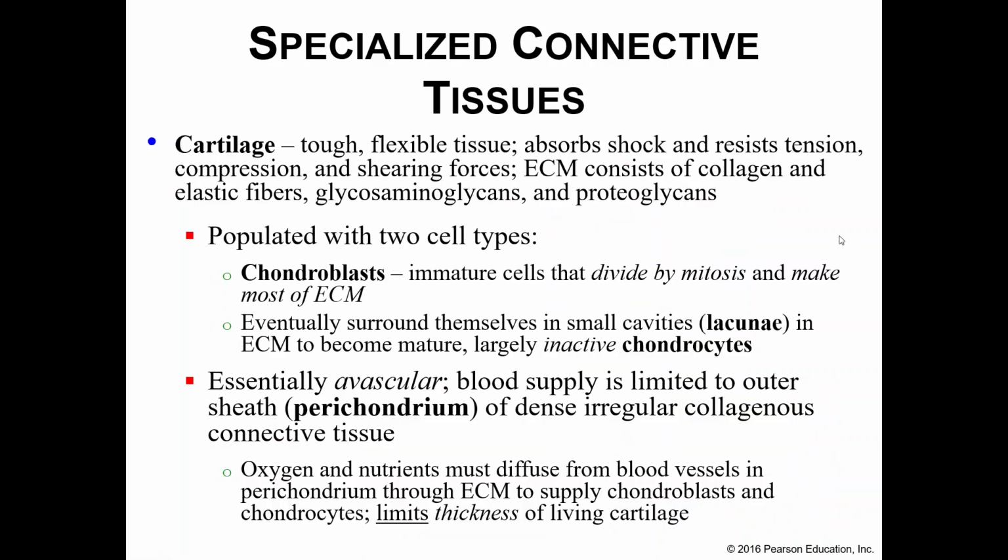So your cartilages. You do have multiple types of cartilage throughout your body. Collectively, they are tough yet flexible. They are good shock absorbers. They resist tension, compression, and shearing forces. So we have lots of forces. The extracellular matrix consists of a lot of collagen and elastic fibers.